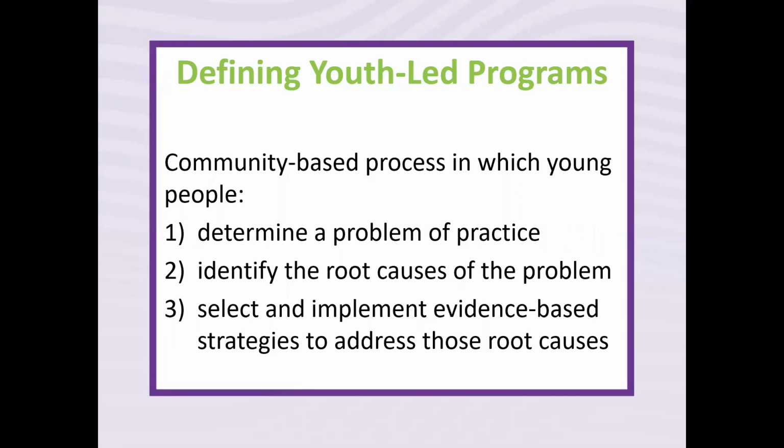In order to accomplish this goal, adult allies structure their youth-led programs as community-based processes and guide their young people through three core steps. The first step is to determine a problem of practice. The second is to identify the root causes. And the third is to select and implement evidence-based strategies to address those root causes.